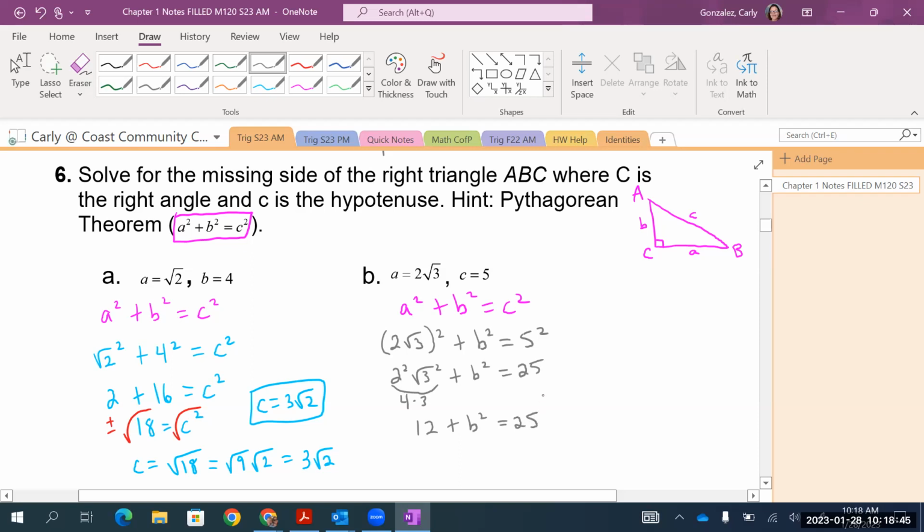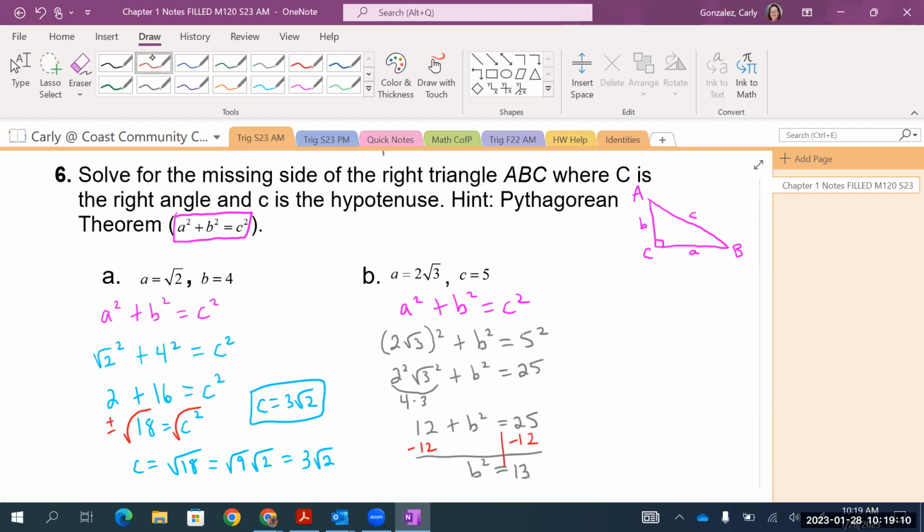Now we're trying to get the b squared by itself. So we will go ahead and subtract 12 from both sides, since the 25 and the 12 are not on the same side of the equal sign. So subtract 12 from both sides, and we get b squared equals 13.